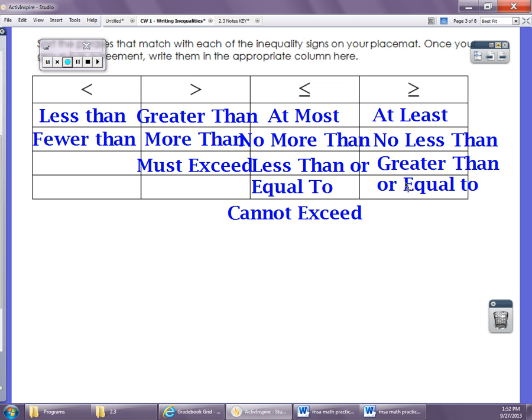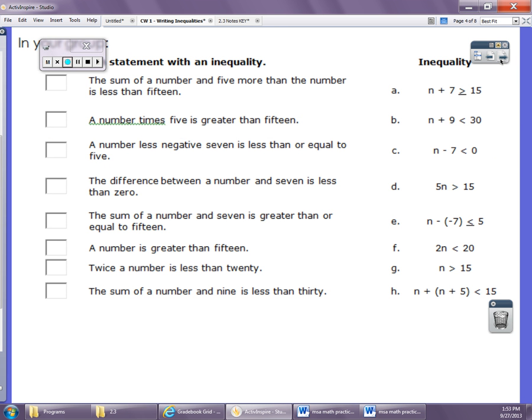So we're going to be matching some of these statements here. The first statement says the sum of a number and 5 more than the number is less than 15. Well, we know it has to be less than 15. So less than 15 is going to give us less than 15. This is the sum of a number and 5 more than a number. So you have your number plus 5 more than a number, so the first one's H, is less than 15.